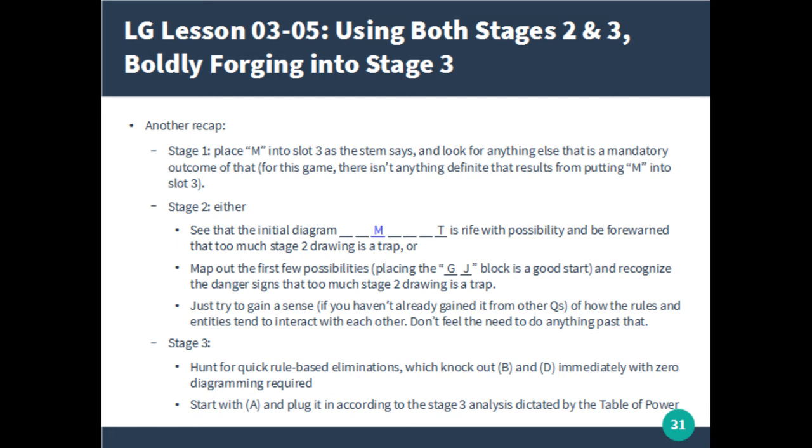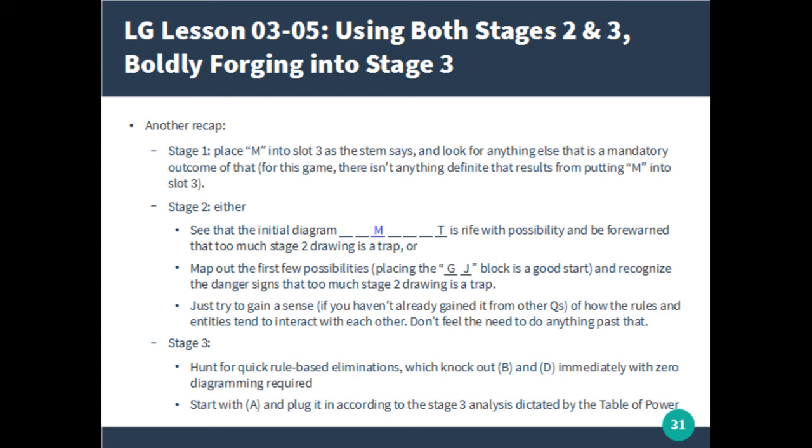But let's see how the possibilities play out with stage 2. We see that the initial diagram of blank, blank, M, blank, blank, blank, T, it's really rife with possibility. And that alone should be enough to forewarn you that too much stage 2 drawing is a trap. Let's say you're not convinced yet because you're kind of new to this and you're still not sure of the methodology. Just map out the first few possibilities, no more than 3. Placing the GJ block somewhere is a good start. And then after having attempted that, recognize that the danger signs are there, that there's too much stage 2 drawing and that it's going to be a trap.